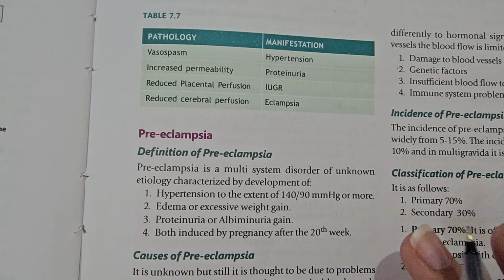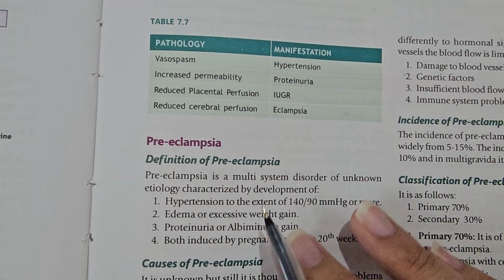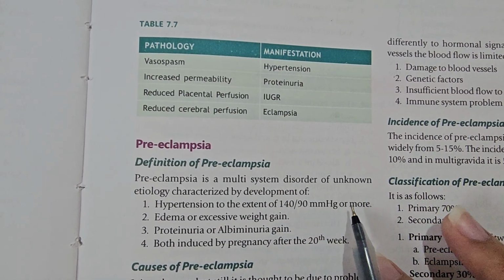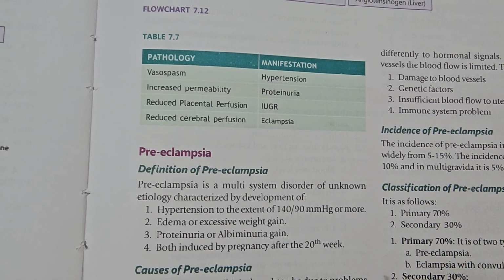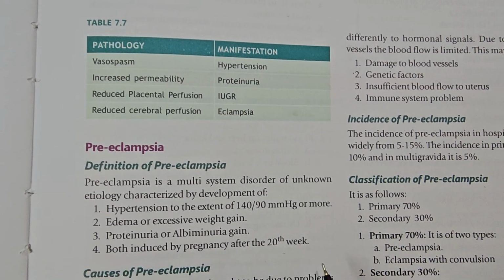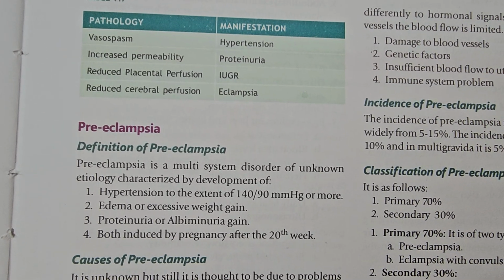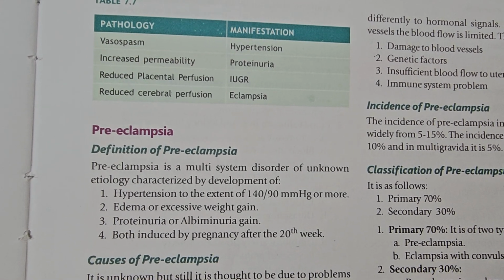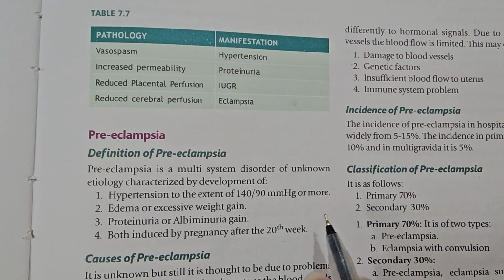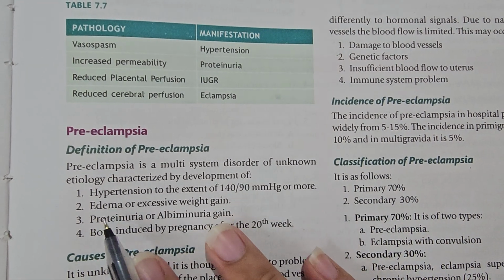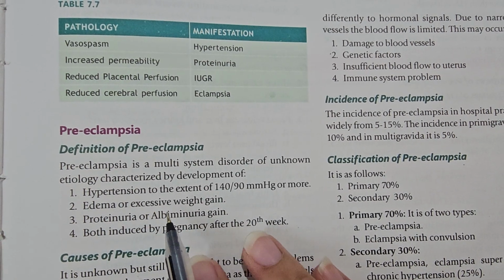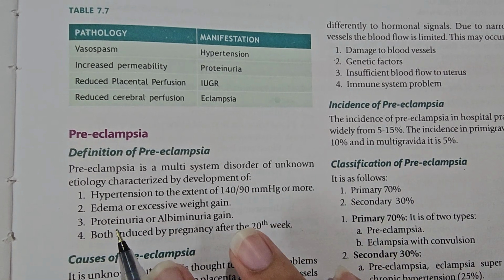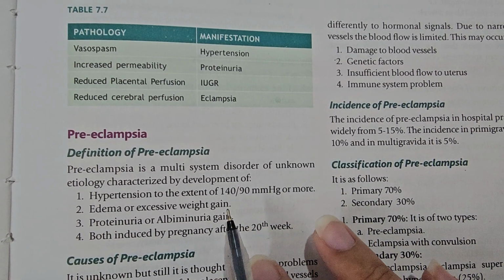Okay, follow that. Let's discuss again: hypertension to the extent of 140 by 90 mmHg or more in preeclampsia, but after 20 weeks of gestation. Why 20 weeks of gestation? Because placenta, spiral artery, blood circulation maturation will be developed by the 20th week. In preeclampsia, we can see edema or excessive weight gain in that pregnant lady who is prone to preeclampsia. Also proteinuria or albuminuria.